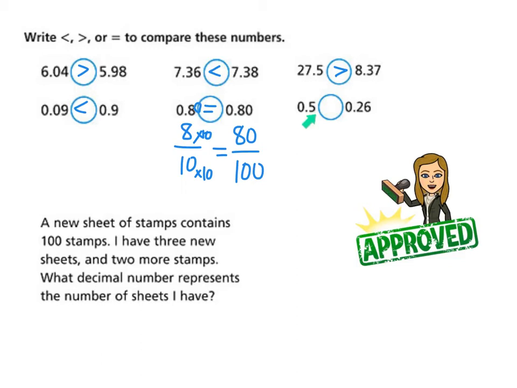All right, the next one is 5 tenths compared to 26 hundredths. Well, right in the tenths place, I see 5 dimes or 5 tenths compared to only 2 tenths. So right away, 5 tenths is larger.